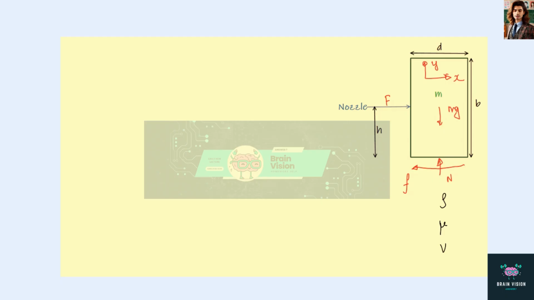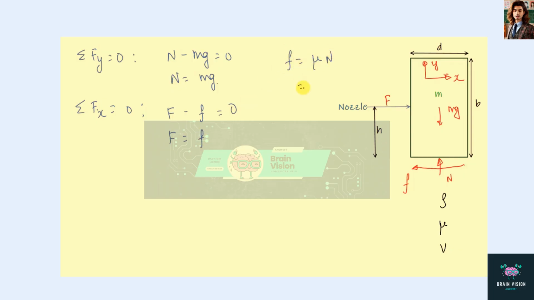So we can write that sigma Fy equals 0. Therefore N minus mg equals 0, or we can write that N equals mg. Similarly, sigma Fx equals 0, so we can write that F minus the friction force F equals 0. So F would be equal to the friction force, and the friction force we know is mu times N, and N is mg here, so mu times mg. So we can put it here. This would be equal to mu times mg.